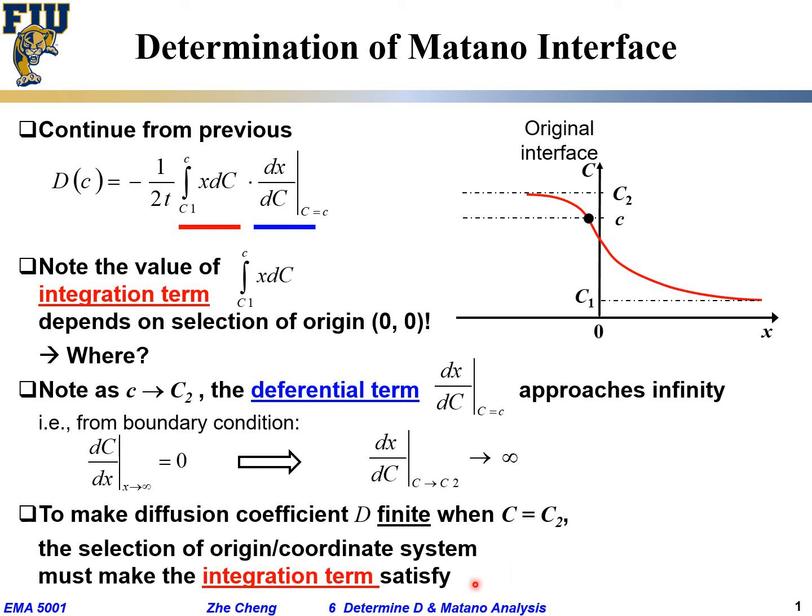Make sense? The selection, read this sentence to yourself. The selection of the coordinate should be that somehow when c goes towards c2, the total integration must go towards 0. Because the diffusion coefficient cannot be infinite, but one term is going towards infinity, so the other term has to go towards 0. My chosen coordinate, my chosen origin has to make the total area 0. I'll put it that way.